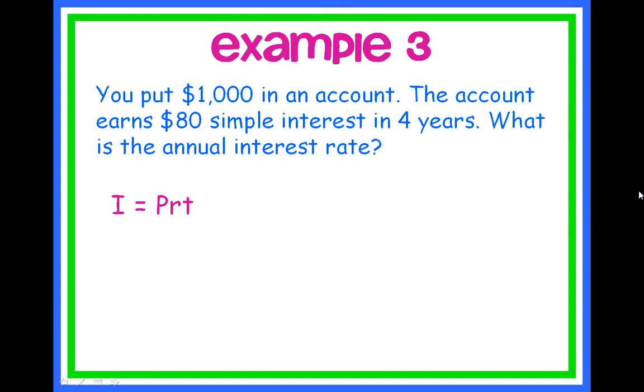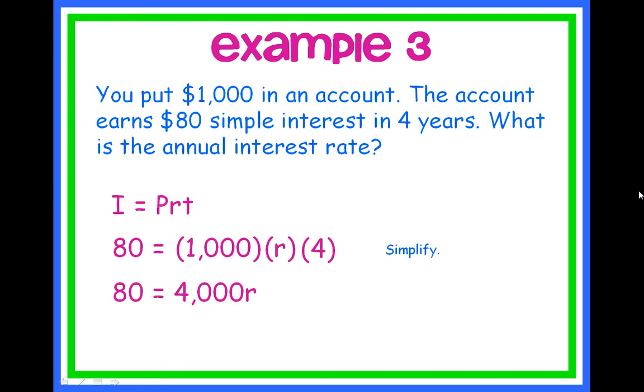The interest here is $80. You started out with $1,000. Here we do not know the rate, and the time is in years, and it is 4 years. Okay, now we just have an equation. We need to go ahead and simplify that right side. So I'm going to multiply 1,000 times 4. That's going to give me 4,000 R.